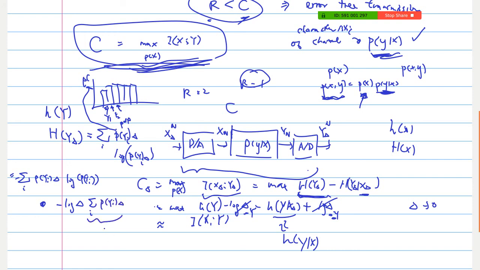Of course, this is just a sum over probabilities, which goes to one. And this other term approximates the integral of P_Y log P_Y dy. So that's why this is just equal to h(Y), right? Yes, that's right.